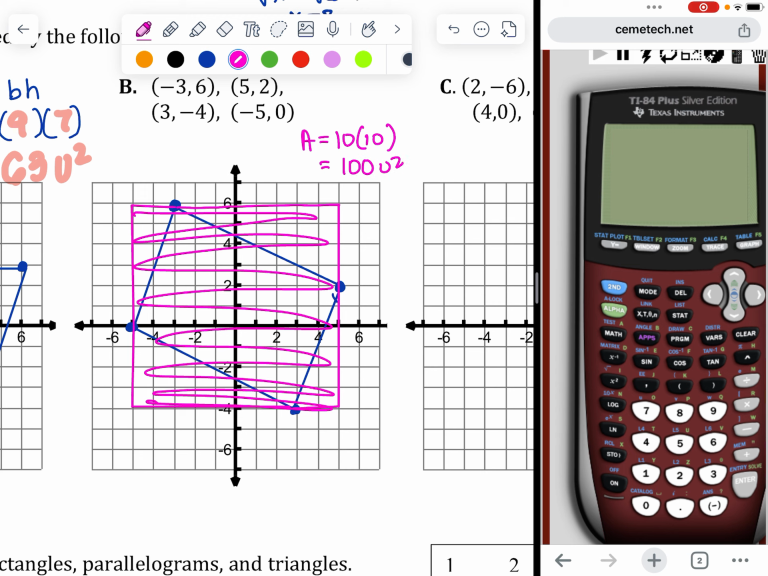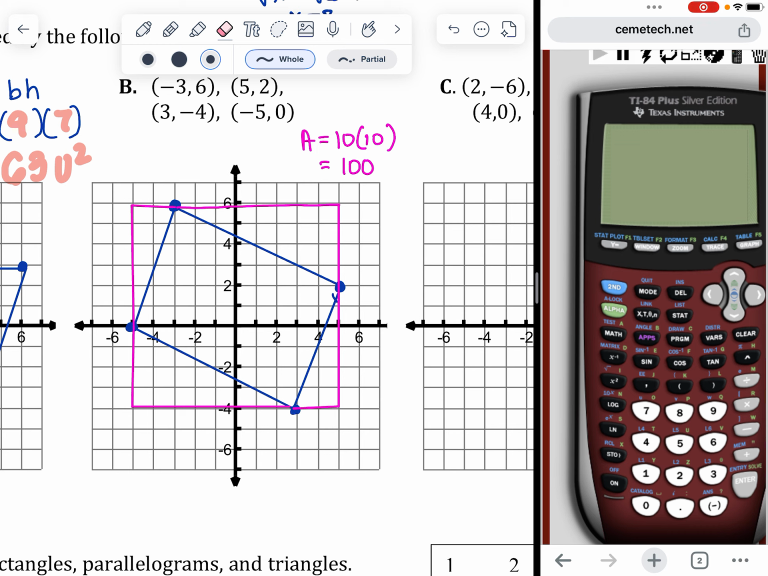But now what I have to do is get rid of each of those triangles. Ugh, it's going to erase all my beautiful work, but let's do that. All right, units squared. So now what I have to do is get rid of this. I have to get rid of this. I have to get rid of this. I have to get rid of this. And then I will know what's left over.